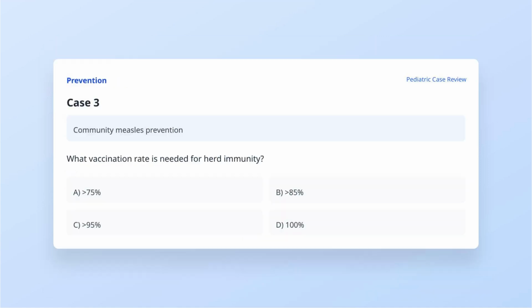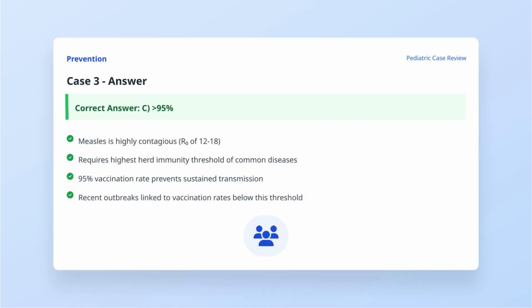You are discussing community-level prevention of measles with pediatric residents. What percentage of the population needs to be vaccinated against measles to achieve adequate herd immunity and prevent outbreaks? A. Greater than 75%, B. Greater than 85%, C. Greater than 95%, or D. 100%? The correct answer is C.